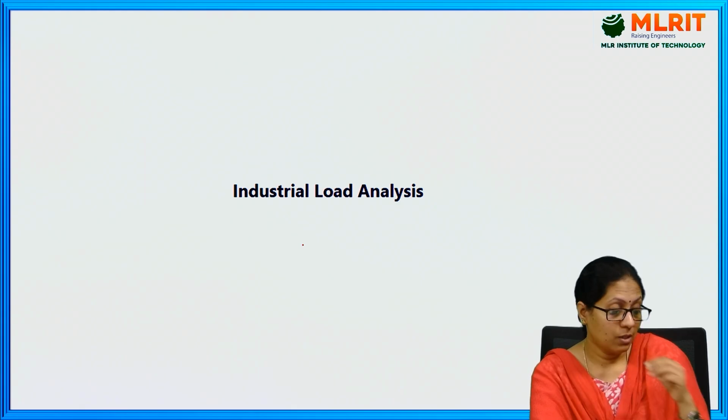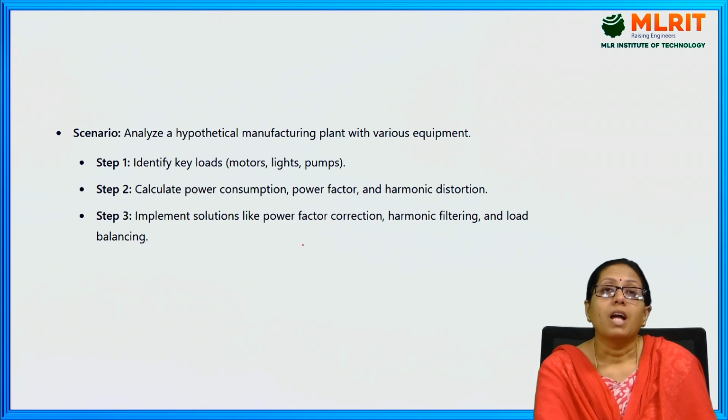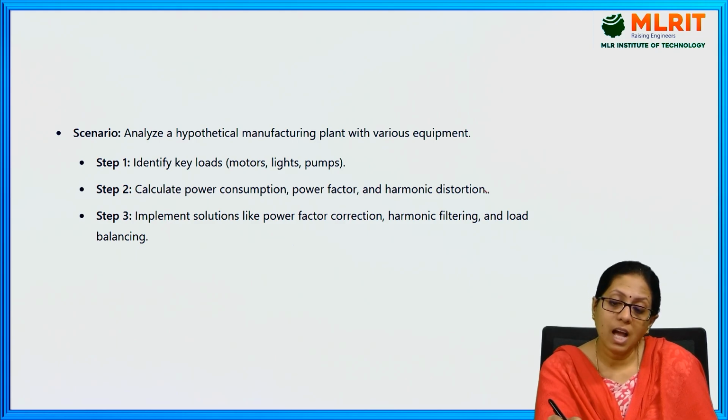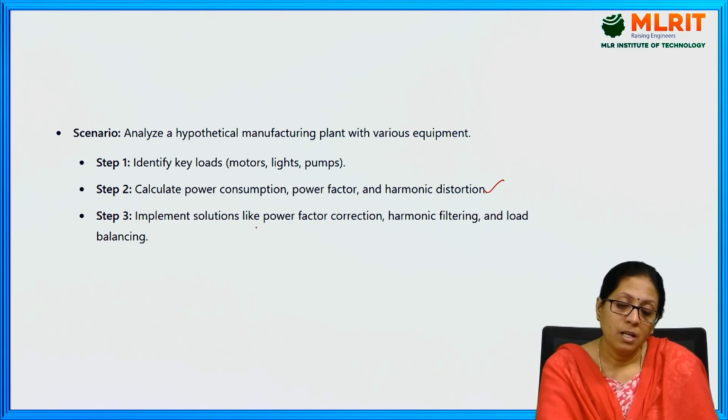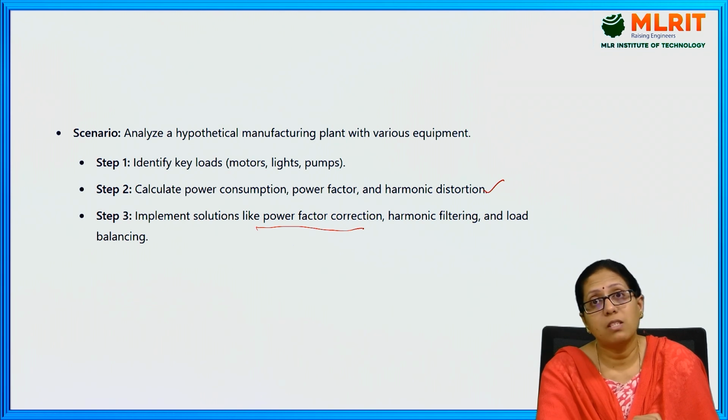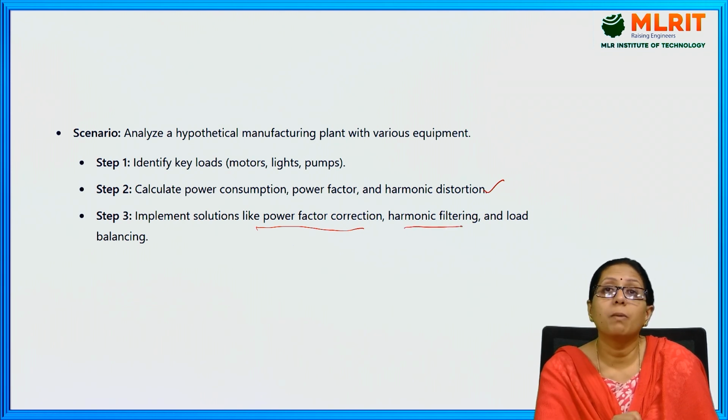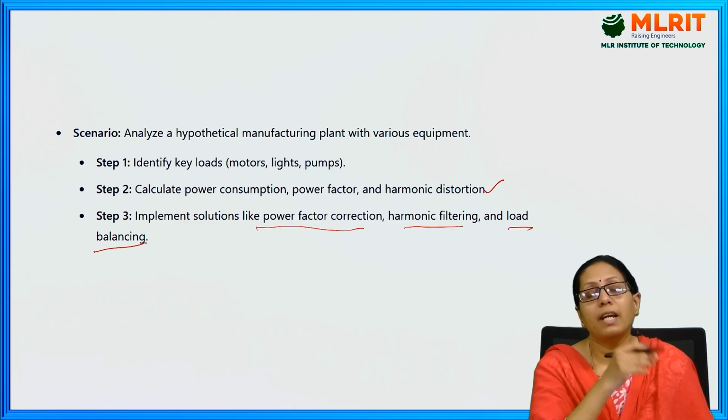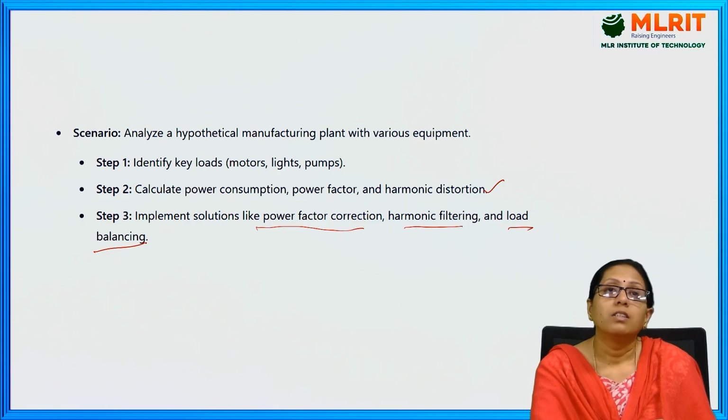Industrial load analysis. What is the analysis which is being done? Identify the loads, calculate the power consumption, the power factor as well as the harmonic distortion. The third step is to implement solutions like power factor correction, that is by using capacitor banks, harmonic filtering, that is by using active and passive filters, and load balancing, that is trying to maintain a constant load instead of variable load. So all these are the different steps to analyze the various equipment.